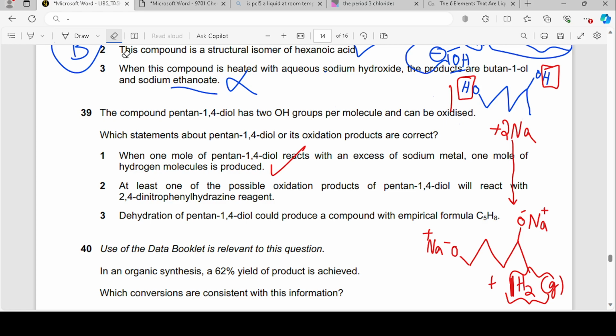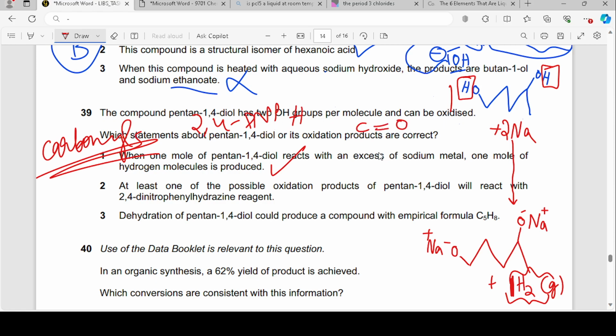Now, let's see the second statement. At least one of the possible oxidation products of pentane 1,4-diol will react with 2,4-dinitrophenylhydrazine reagent. So what is 2,4-dinitrophenylhydrazine reagent a test for? It is a test for carbonyls. 2,4-DNPH is a test for carbonyls, and carbonyl means a C=O group, in aldehydes or ketones. I don't think it reacts with other carbonyl-containing functional groups like carboxylic acids, amides, esters, because those have resonance-associated stability. It is a test for carbonyls as in aldehydes and ketones.